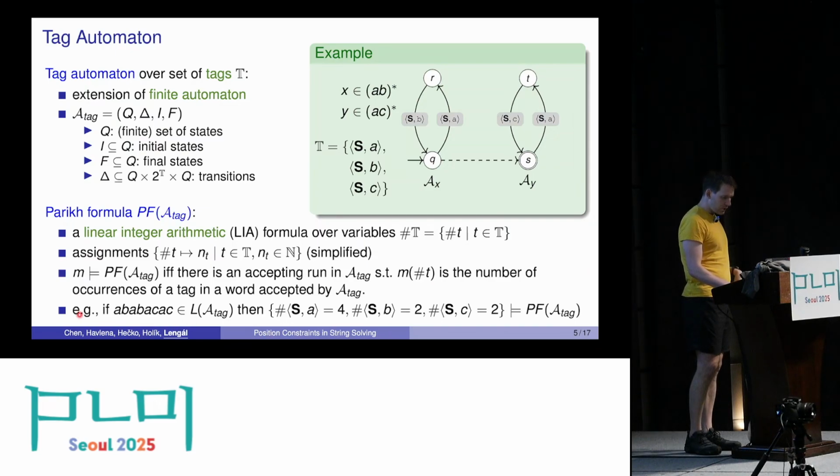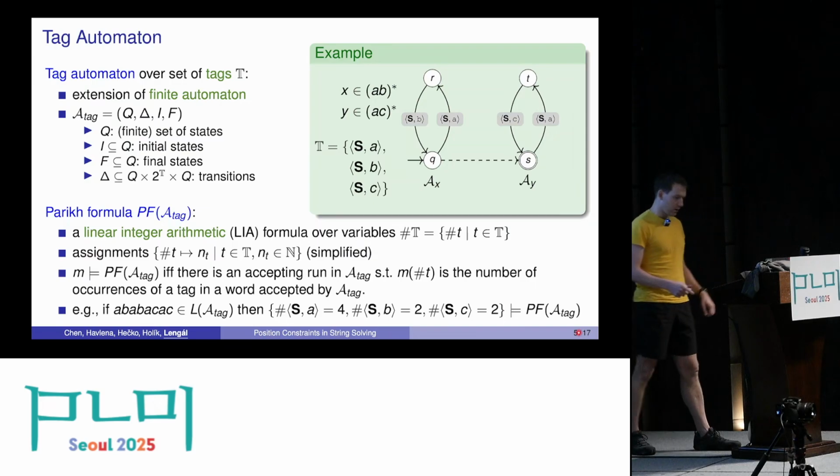So for example, if I have this word AB, AC, AC, and it is in the language of the automaton, then this assignment, if I assign number 4 to the number of occurrences of the tag SA, number 2 to the number of occurrences of the tag SB, and 2 to the number of occurrences of SC, should be a model of the Parikh formula of the automaton.